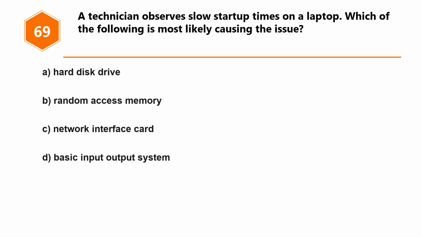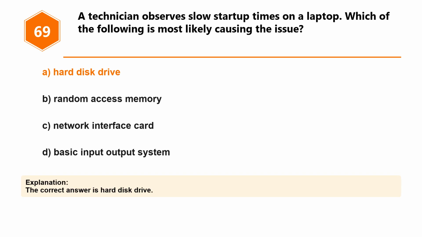Question 69. A technician observes slow startup times on a laptop. Which of the following is most likely causing the issue? Option A, hard disk drive. Option B, random access memory. Option C, network interface card. Option D, basic input-output system. The correct answer is option A, hard disk drive.